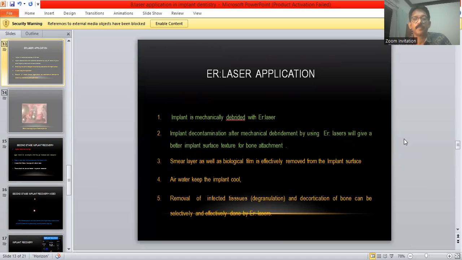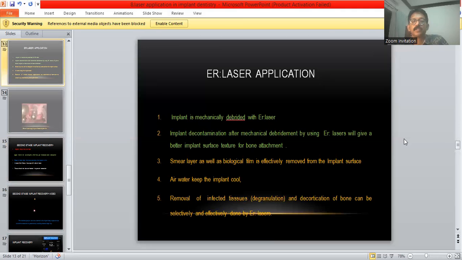Let us see the erbium laser applications, and how the protocol of erbium laser application is different from the diode laser application. In that case, the implant is mechanically debrided with the laser, not by a plastic curette or Teflon coated curette. The erbium laser can be applied directly on the implant body because the chromophore of the erbium laser is hydroxyapatite as well as water molecules. The implant body can be easily cleaned with the erbium laser. Implant decontamination after mechanical debridement using erbium laser will give a better implant surface texture for bone attachment.